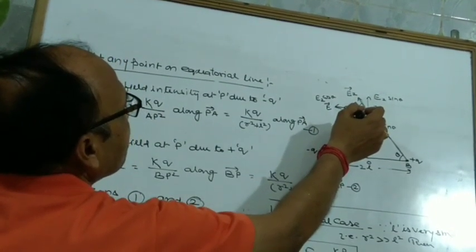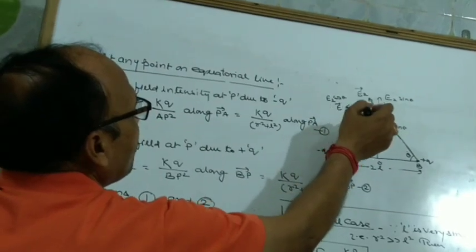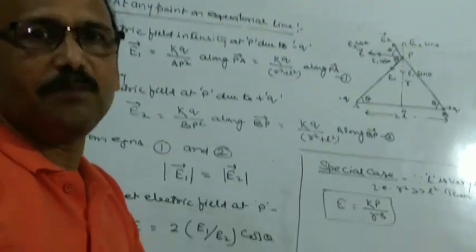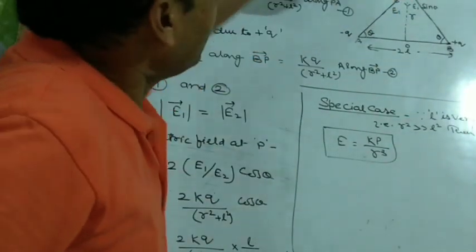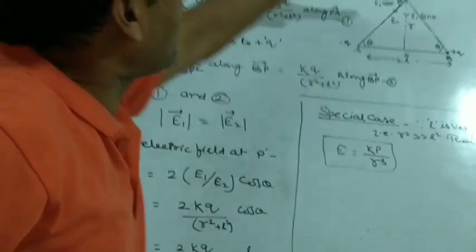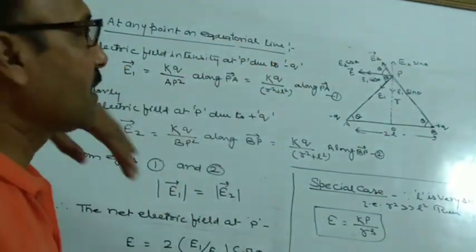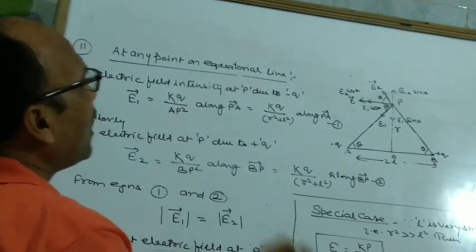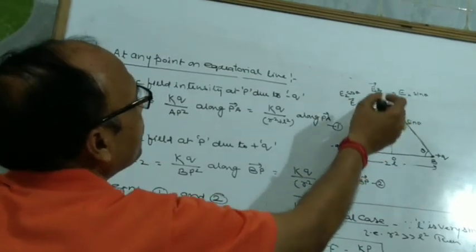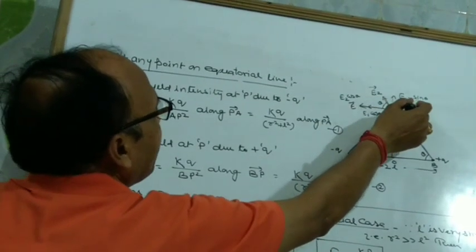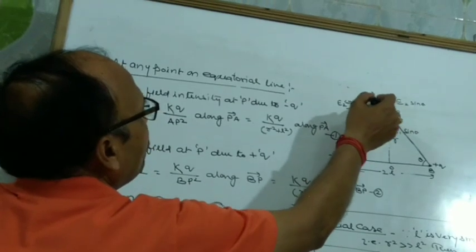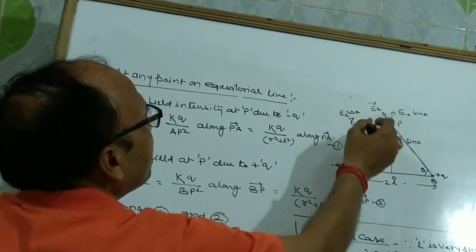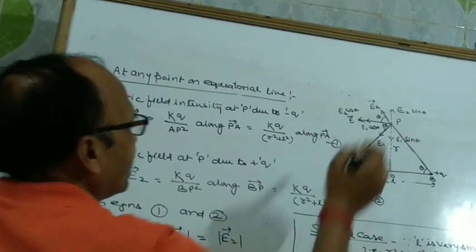2 theta means these two vectors are of same magnitude. It means the resultant of these two will pass through the bisector of the angle. It means this complete angle is 2 theta, then this will be theta and this is also theta. Now we have to resolve E1 and E2. The component of E2 along this line is E2 sin theta. The component of E2 along this line is E2 cos theta. Same thing in the case of E1, E1 cos theta, and this component E1 sin theta.